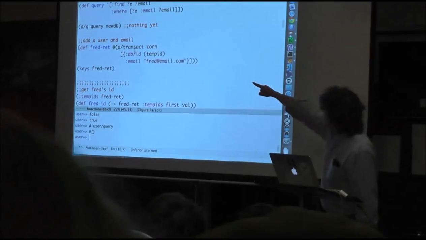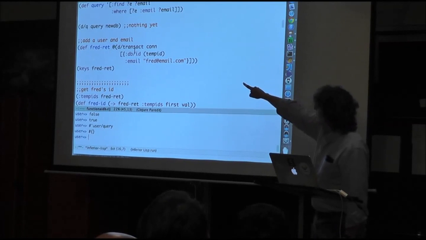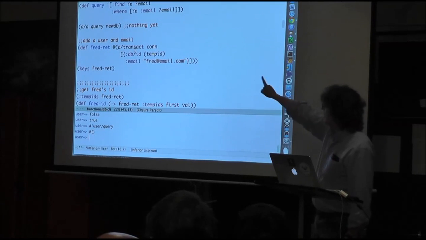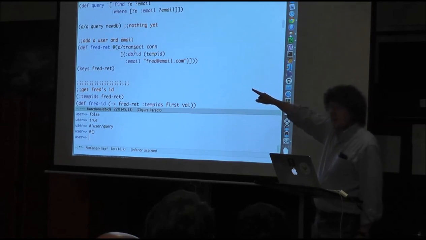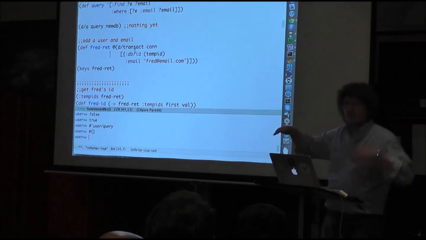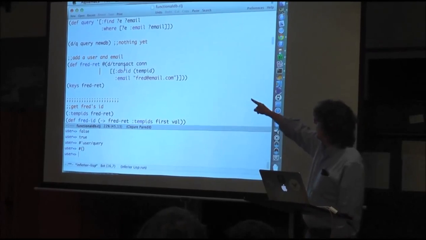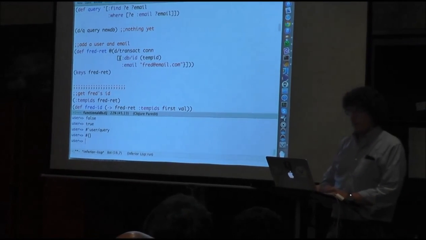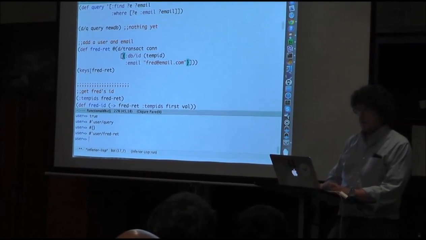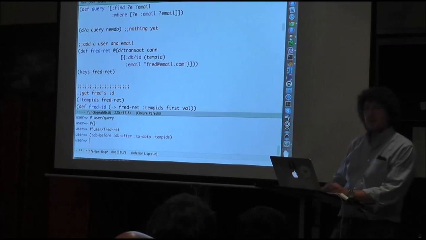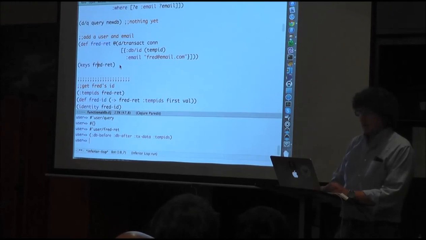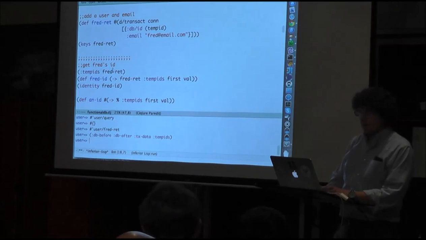So let's put an actual user in. We're going to say the same kind of thing: transact across the connection. We're going to supply a list of transaction values. We're going to use that map technique to create an anonymous new guy whose email address is fred@email.com. And we're going to issue this transaction. We get a return value again. Same thing is in there: before, after, what the stuff is, whatever.